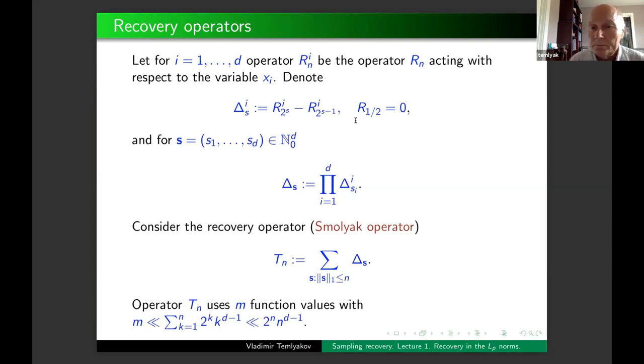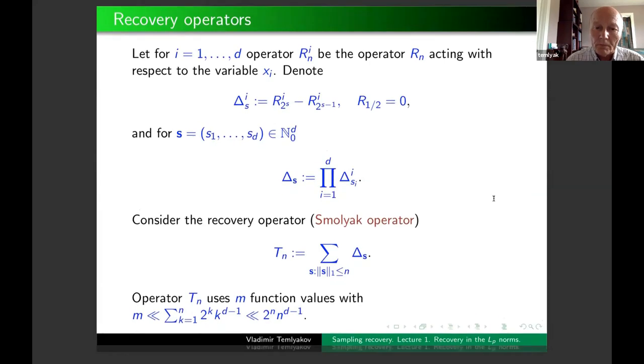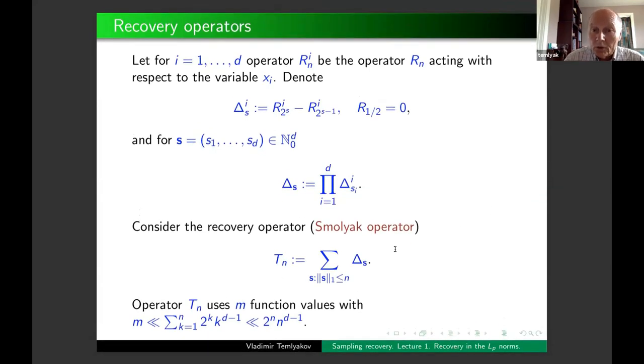And in order to have convenient formulas for summation, we write this. This is just an agreement: R with this index is just the zero operator. And the multivariate case is the corresponding product of these operators. So s is a vector, and this is the product. Then the Smolyak type operator is defined like this. So let's look at this: this delta s is a product of these.